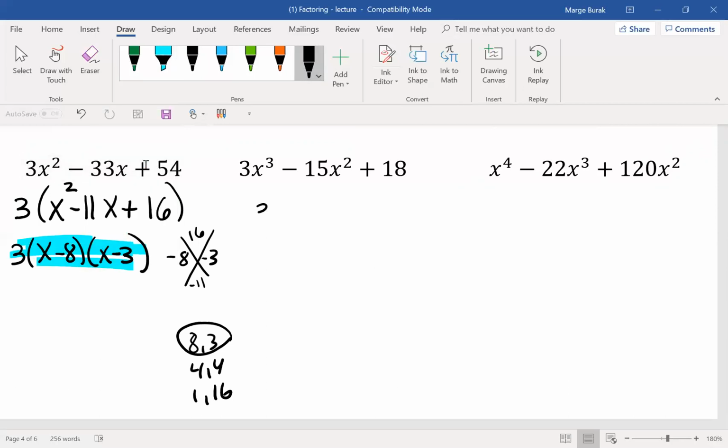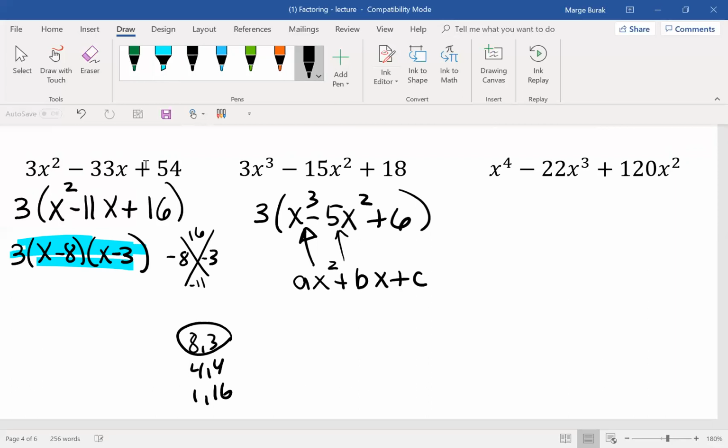And let's go with this. Okay, they all have a 3. Let's pull that out. X to the third minus 5x squared plus 6. Well, it looks awfully good, but guess what? We don't have this rule for x to the third. What we're doing right now only works for a standard trinomial where a is 1. Well, a isn't even, this is our a. A standard trinomial is ax squared plus bx plus c. There's no x cubed in it. So this answer right here is my final answer.